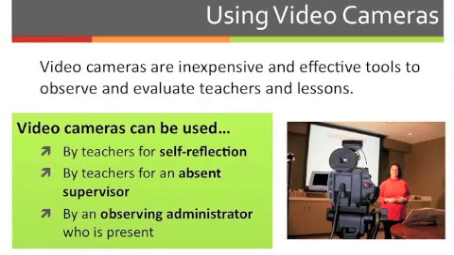Now, how can we use technology in a classroom to improve observation? We can use video cameras because they are inexpensive and effective tools to observe and evaluate teachers and their lessons. Video cameras can be used by a teacher for self-reflection. A teacher can set up a video camera in the back of their room and then view the video at a later time to see strategies that work and strategies that didn't.